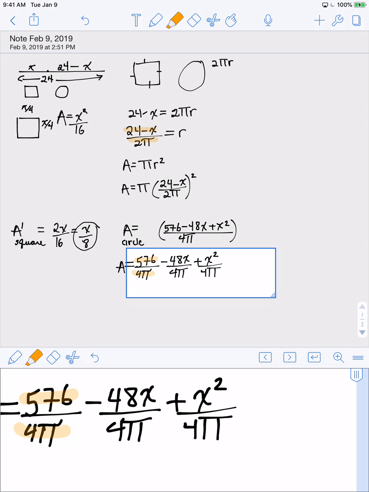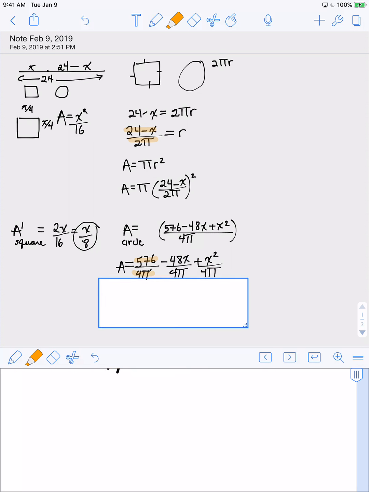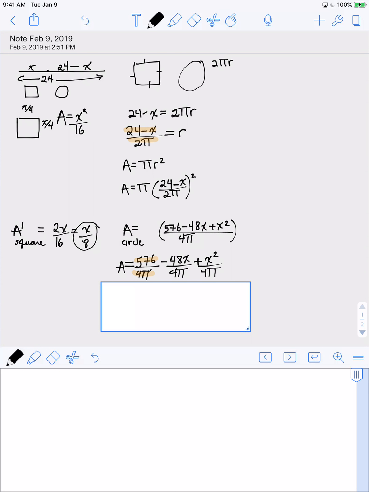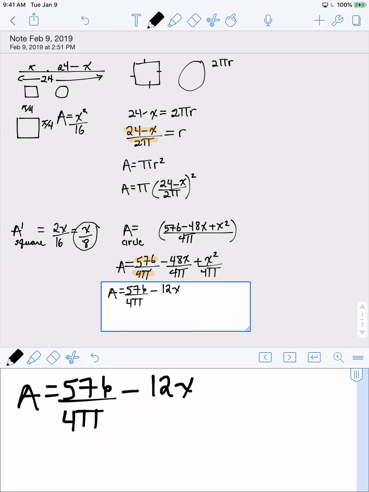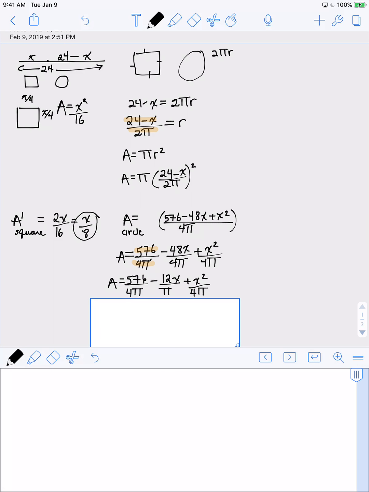But 48x over 4 pi, I can reduce that, so before I find the derivative, I'm going to go ahead and do that one. So area equals, again, 576 over 4 pi minus 12x over pi plus x squared over 4 pi. And now I'm ready to find the derivative of the area of the circle.